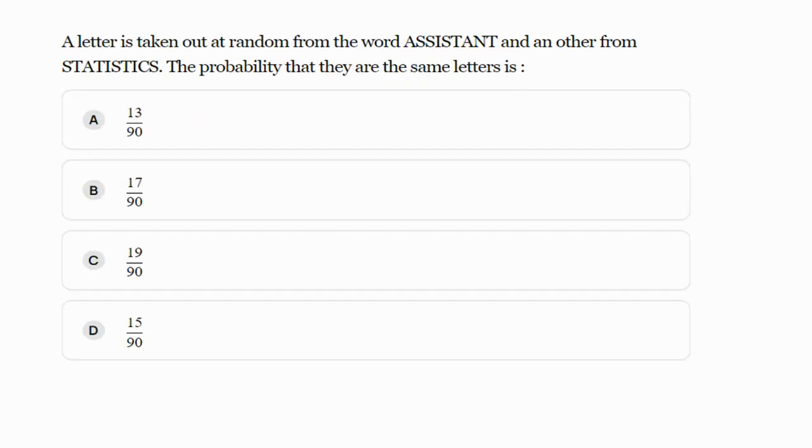So this is the question, similar to the one a person asked: what is the probability, if we randomly take one letter from each of these words? There it was given as probability and statistics. Here it is given as assistant and statistics. What we want to find is the probability that they are the same letters.